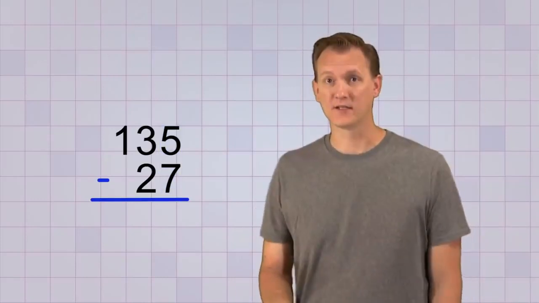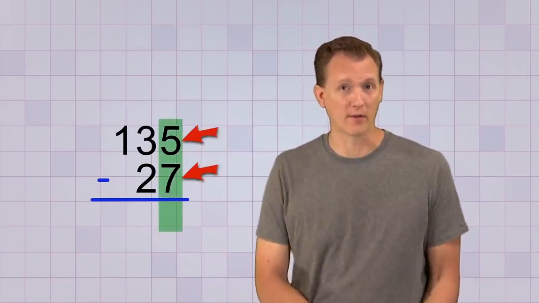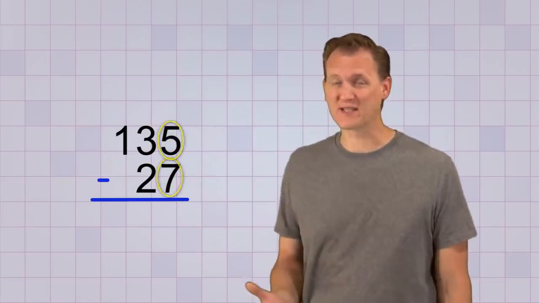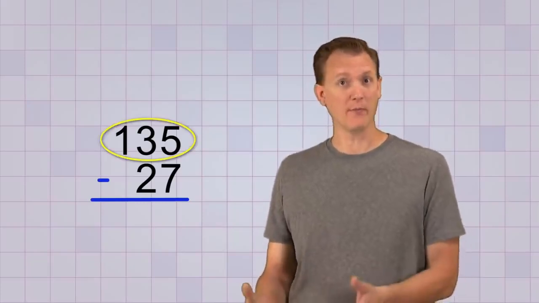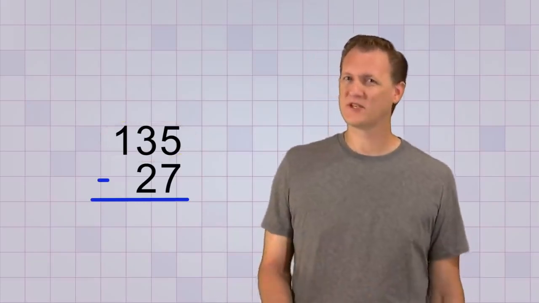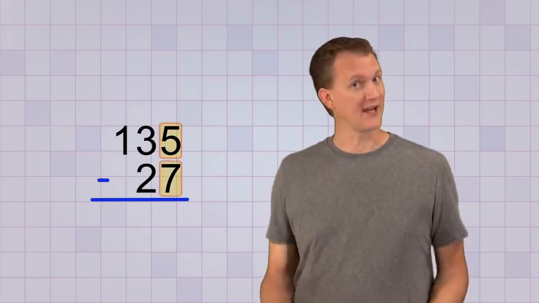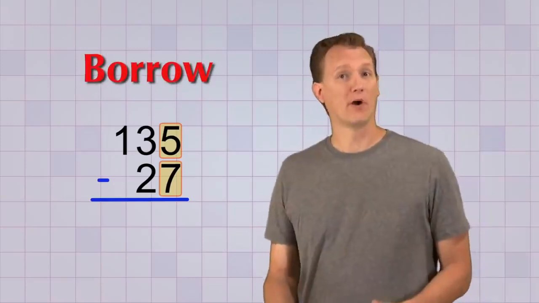Uh-oh, look at this. In our ones place column, the digit on top is smaller than the digit on the bottom. How can we subtract a bigger digit from a smaller one? Did we make some kind of mistake? No, we wrote our problem correctly. The bigger number is on top. Sometimes this just happens. The top digit might be smaller than the bottom digit, so you can't subtract it, unless you borrow. Here's how borrowing works.